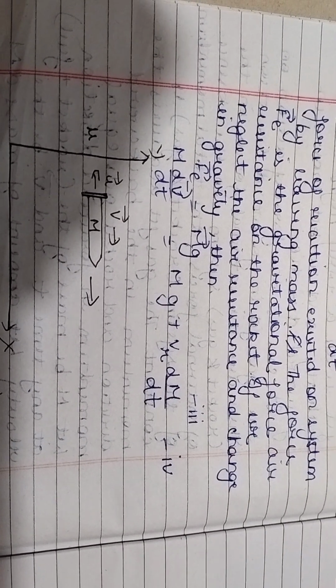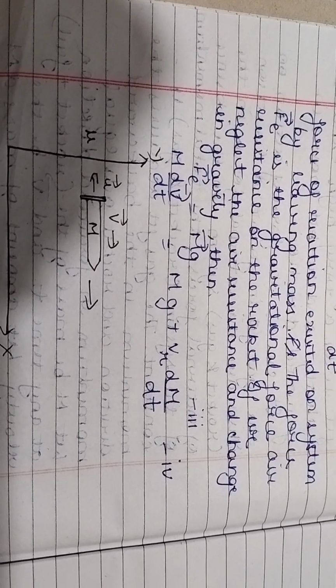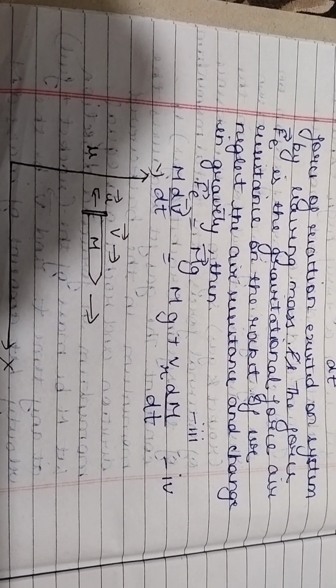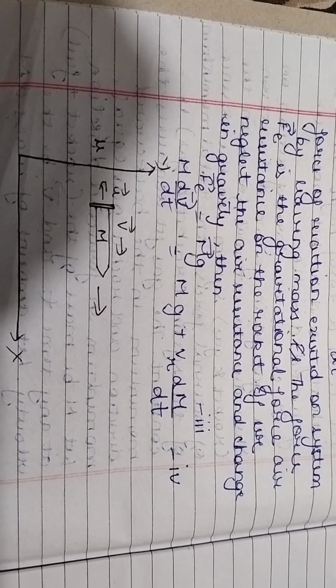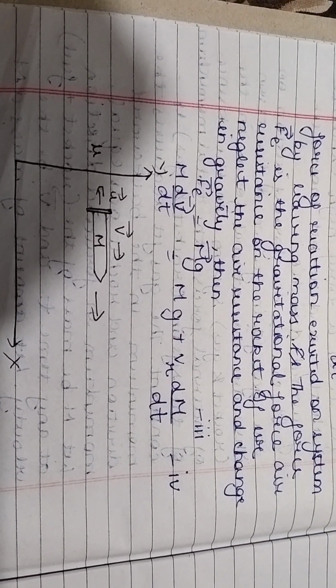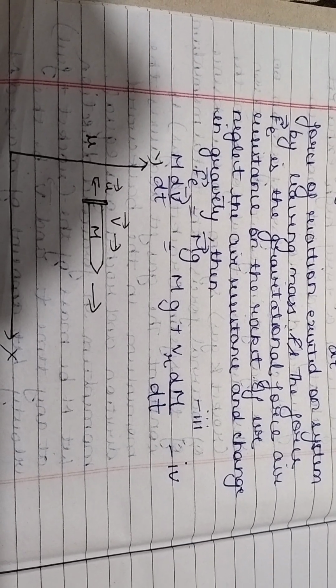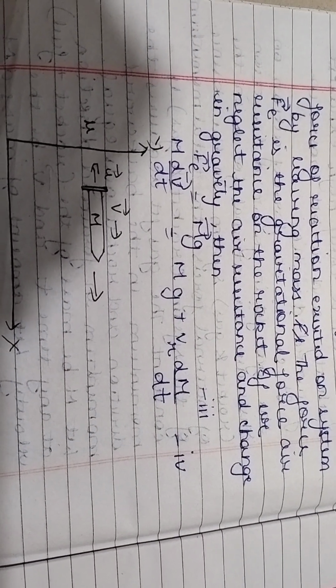The force Fe is the gravitational force and air resistance on the rocket. If we neglect the air resistance and change in gravity, then Fe equals mg. Now we are putting this value of Fe in equation number 2 to get this equation, m dv by dt equals mg plus vr dm by dt. Now this is equation number 4.